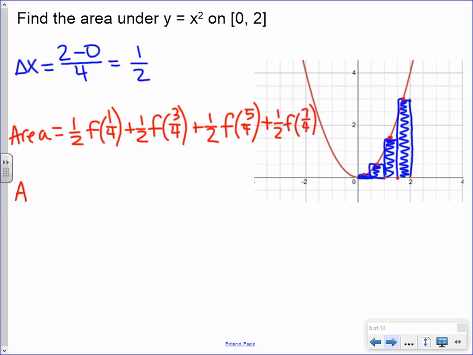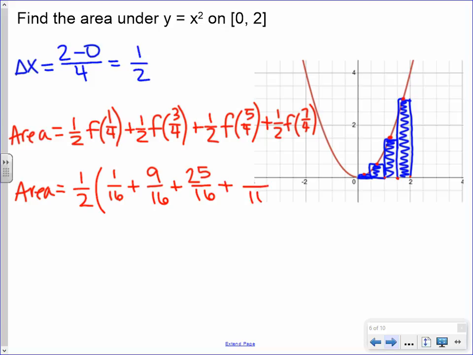So our area. Now I'm going to go ahead and skip a step. I'm going to go ahead and factor out that 1/2. We know that we can do that even from the beginning. What's our function value at 1/4? Our function value at 3/4? At 5/4? 25/16. And at 7/4? 49/16.